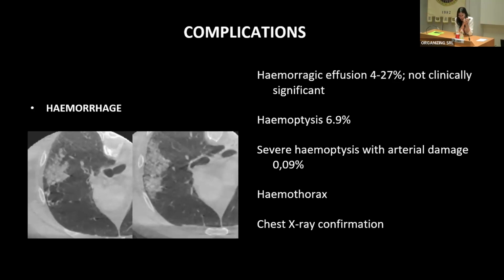The second most common complication is hemorrhage. It can show as simply pleural or parenchymal effusion. It can show as hemoptysis that usually resolves when the patient sits. And it can show with severe hemoptysis or severe hemothorax. In this case, we can easily go through the arteries of the patient and embolize the target vessels.